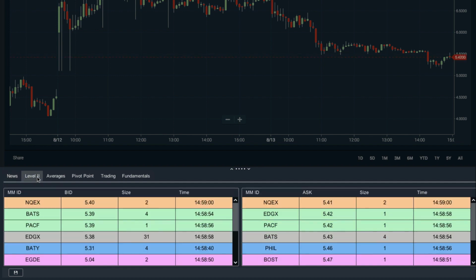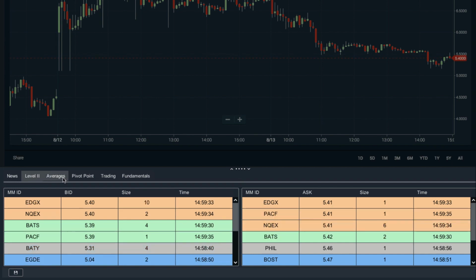The next tab you have available is a level 2 tab. Here, you can keep track of all of the open orders for a stock. You'll see the buy orders on the left and the sell orders on the right. You have 4 columns, one for the market maker ID, another for the bid or the ask price, a third for the size of the orders, and a fourth for the time the order was added to the books. If you want to learn more about the level 2 screens, feel free to check out our level 2 tutorial video on the resources page.